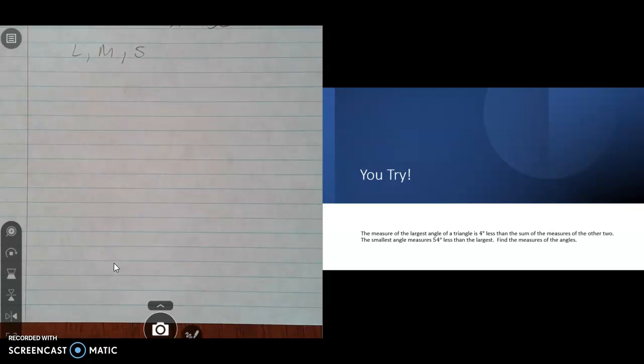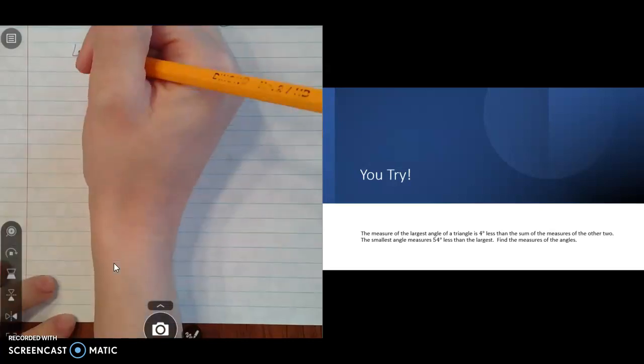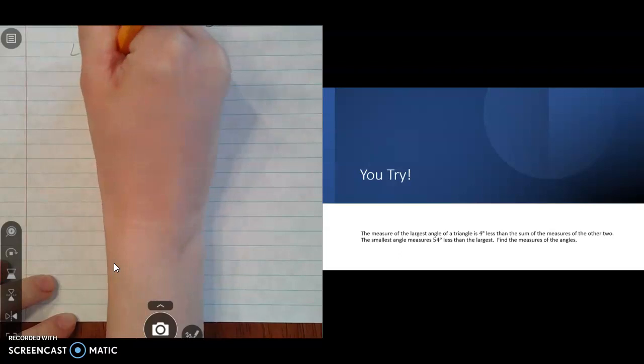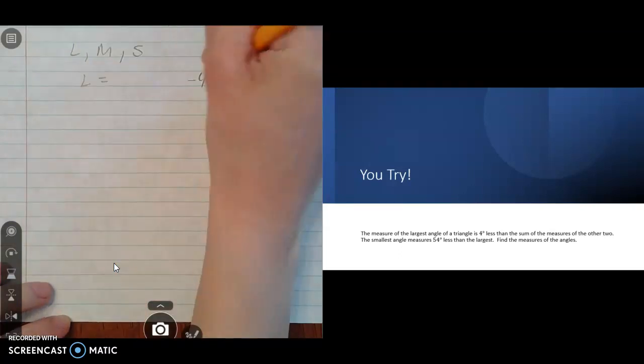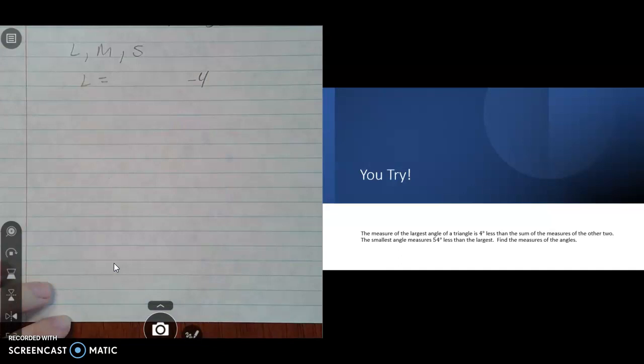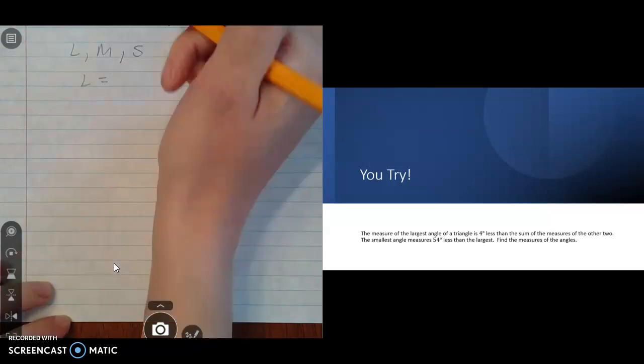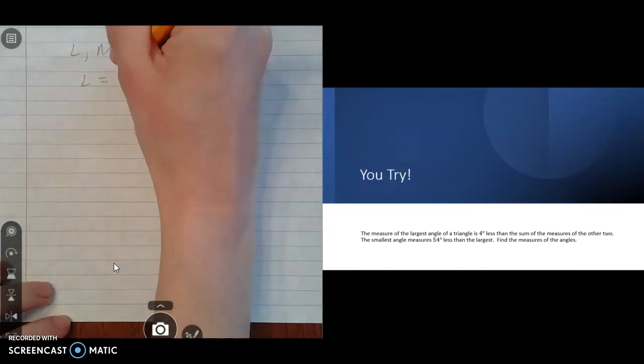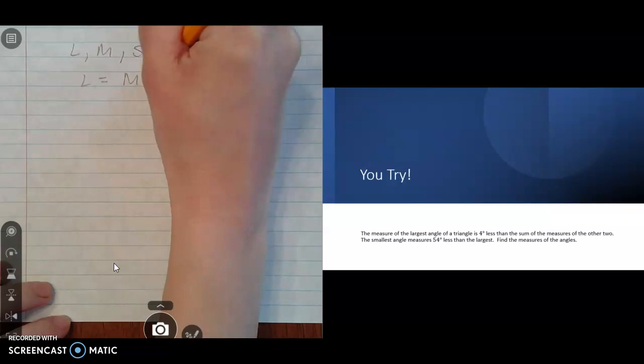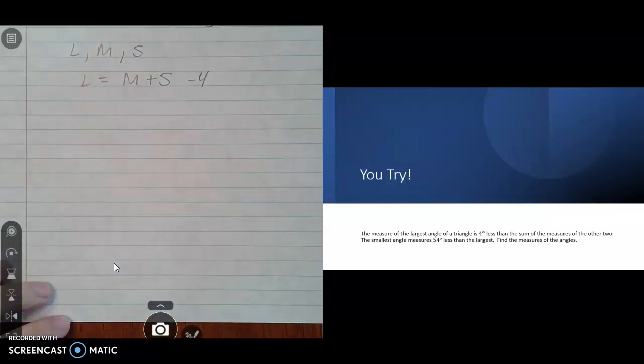Okay? The first sentence says the measure of the largest angle is, so that would be L equals 4 degrees less than. So that's a -4, not a 4 minus. The sum of the measures of the other two. So sum means added together. The other two angles would be the middle and the smallest. So middle plus smallest, the sum, minus 4 degrees.